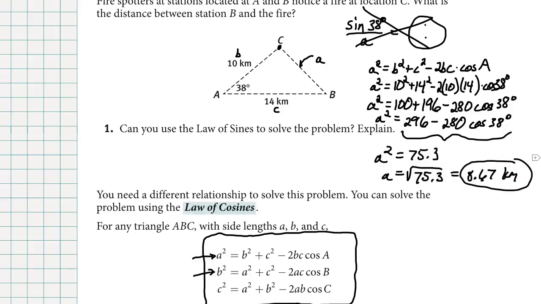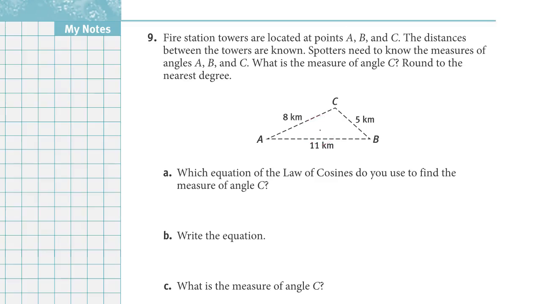So in this context about looking at a forest fire from a tower, we found that the fire is 8.67 kilometers from Tower B. Let's skip ahead to number 9 and try another one.